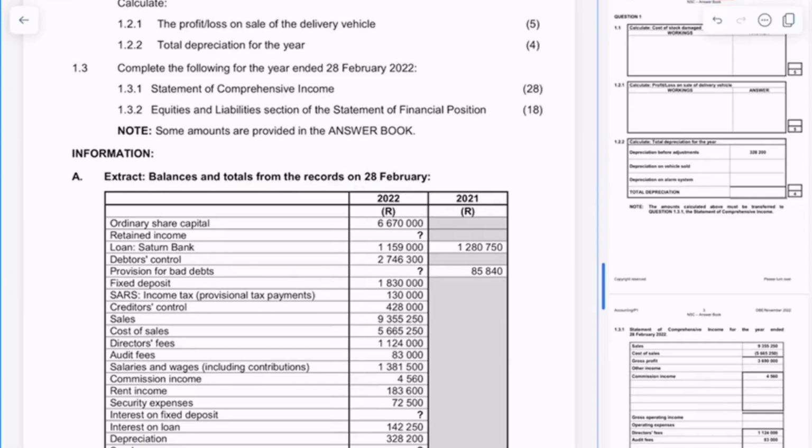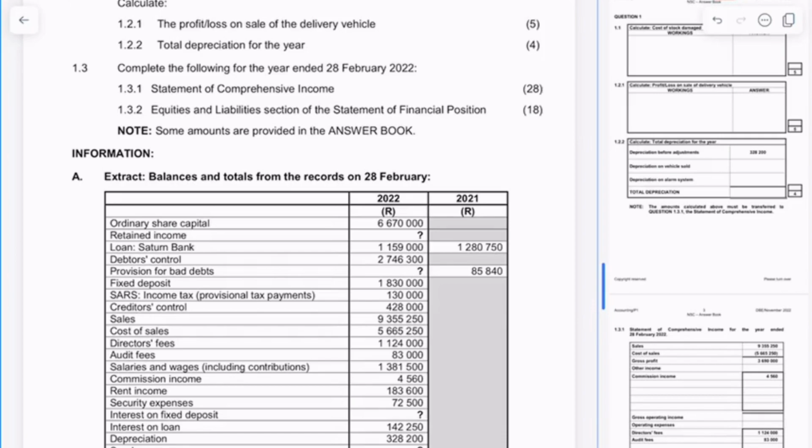So they give us in A an extract of balances and totals from the records of this company, and you will see that they were the ones that we're familiar with. I just want to point out a few that are important at this stage. We've got SARS income tax, and it tells you these are your provisional tax payments. So we've paid SARS 130,000 Rand in advance of what we're going to owe him once we have finalized our taxable income and we've calculated our tax.